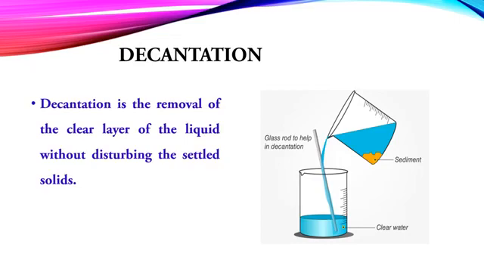Both sedimentation and decantation are used for removing insoluble impurities from river and canal water in water treatment plants. The clear water is supplied to towns and cities.